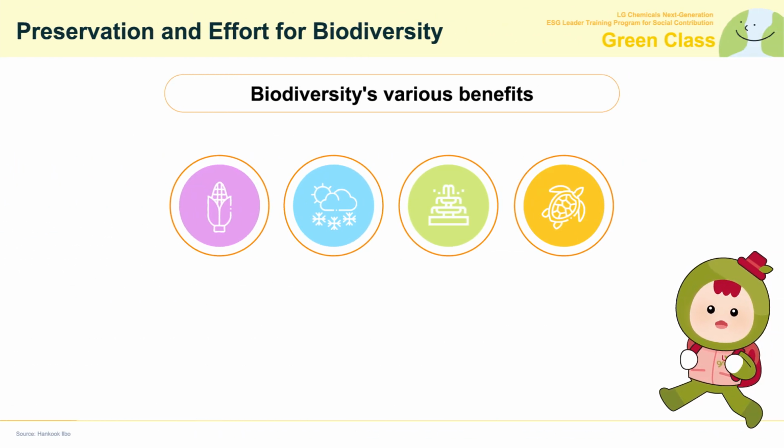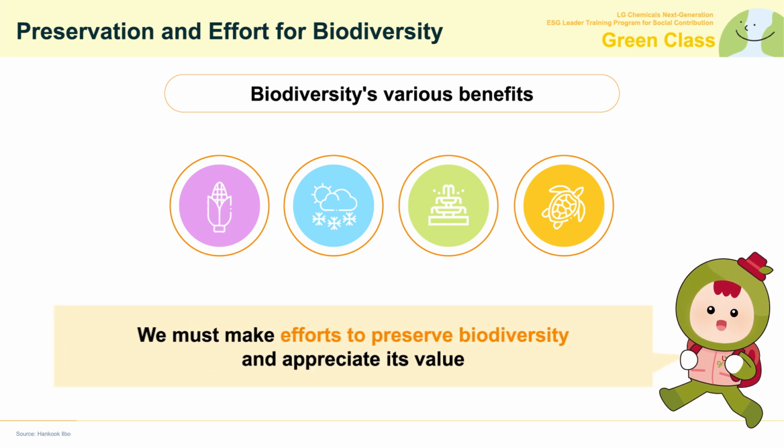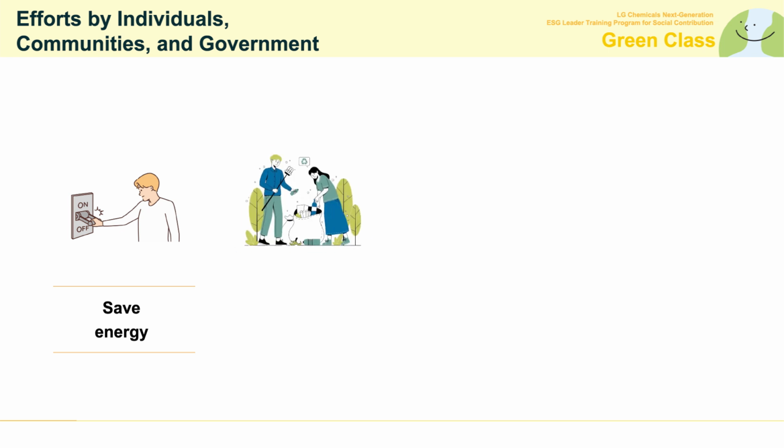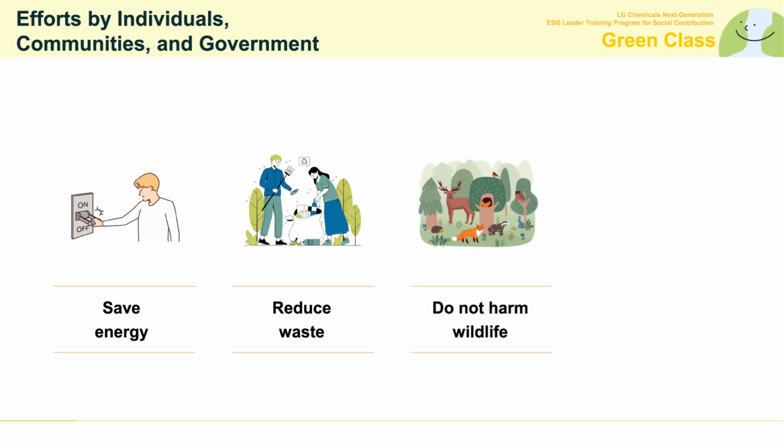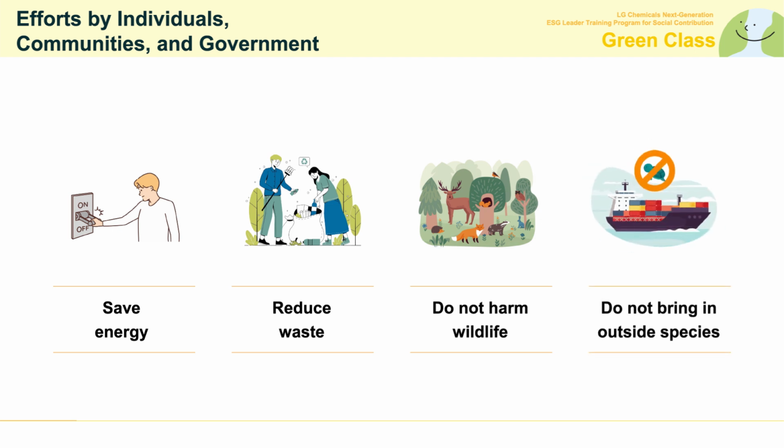Wow! It looks like biodiversity is very important. Now that we know the value of biodiversity, let's find out how we can appreciate it and take action to protect the diversity of organisms. The first action we can take in everyday life includes turning off lights and pulling plugs we don't use to save energy. We can also decrease pollution by reducing waste. Another way is to protect wildlife. You shouldn't throw rocks at wild animals or hurt wild plants. You should never bring outside species without any permission. You can make these efforts to protect wildlife, right?